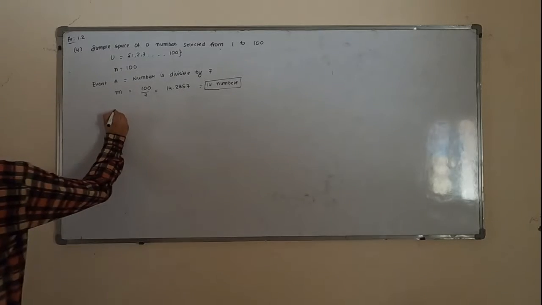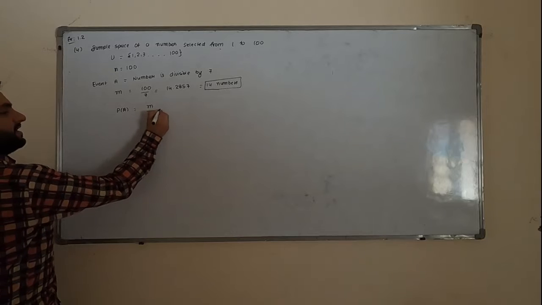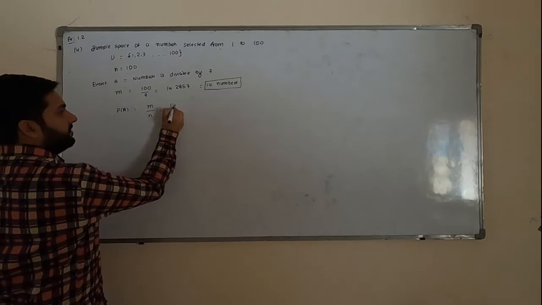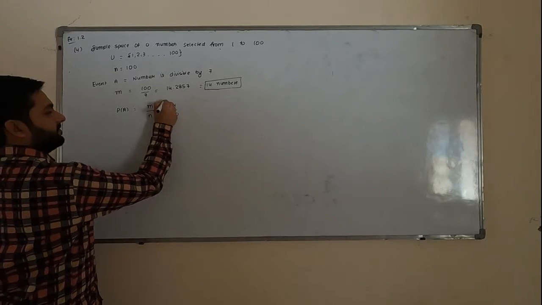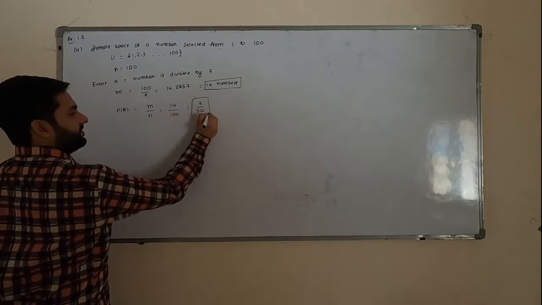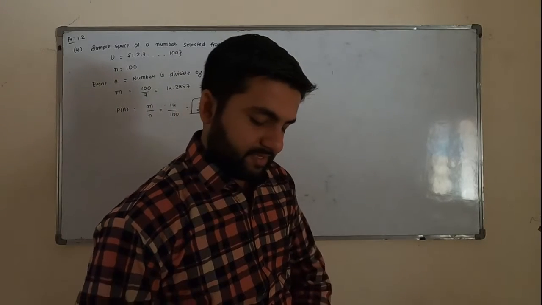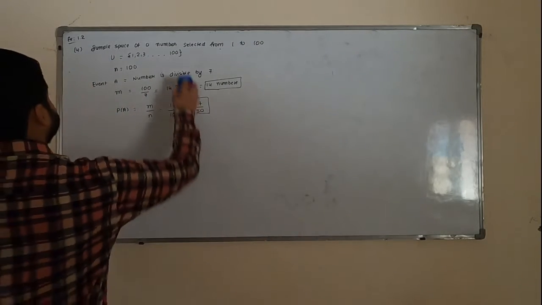Okay. So P of A will be equal to m by n, 14 by 100, or if we cut by 2, then 7 by 50. So this sum is also over. Now number 5.